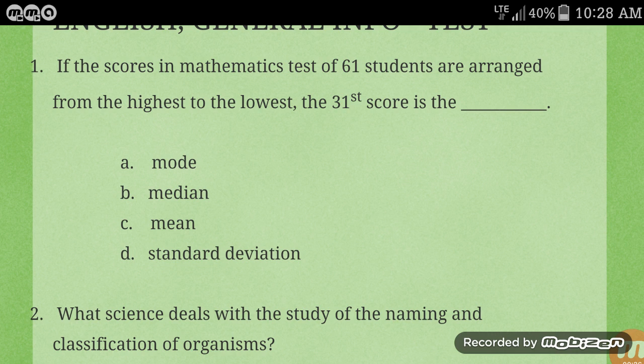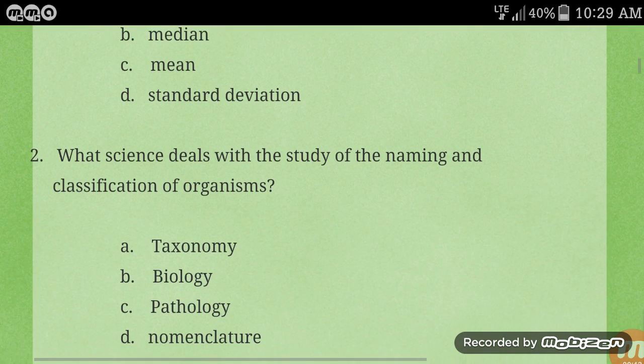Now, if the number of data, the set of data, is even, like 2, 4, 6, so shall we say 60, what is the median in there? It's not the 31st, it must be the 30th and the 31st. Add them and then divide by 2, that is our median, okay? There we go.